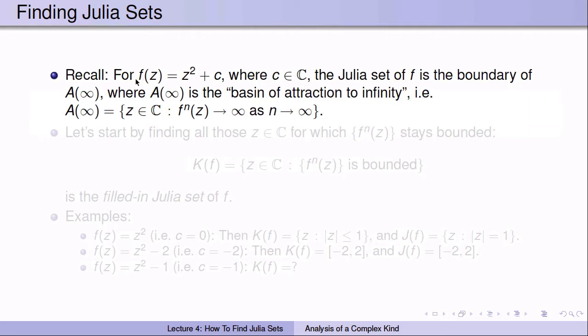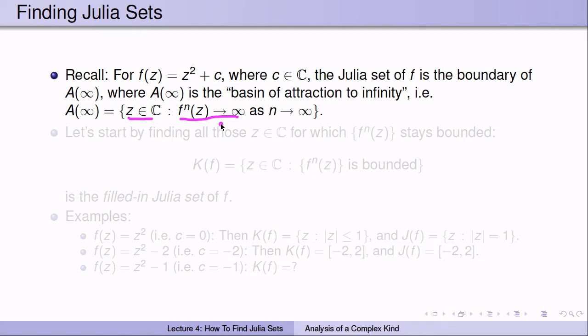Recall that we're looking at polynomials of the form f of z equals z squared plus c, where c is a constant in the complex plane. And we're trying to find the locus of chaotic behavior. Those are all those z's in the complex plane that under iteration behave chaotically, so where the iterates don't stay together. The Julia set we found is the boundary of A of infinity, and A of infinity was that basin of attraction to infinity: all those points z in the complex plane that go off to infinity under iteration of the function.